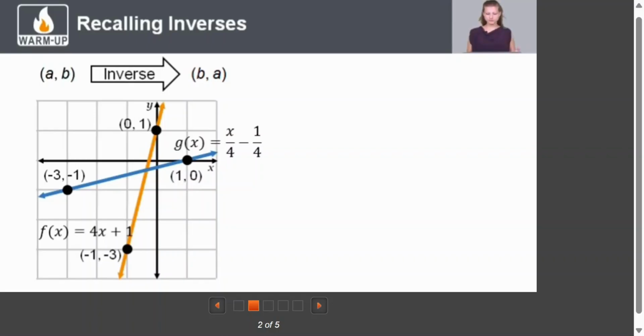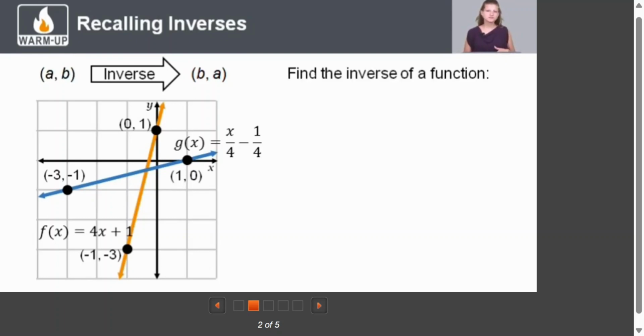And you can see that if the original function f of x, represented by the orange line here, is mapped, and its inverse is mapped, you get the blue line g of x. And its equation is x over 4 minus 1 over 4. So how do we find the inverse of a function algebraically? Graphically, it's easy. You flip-flop your domain and your range.